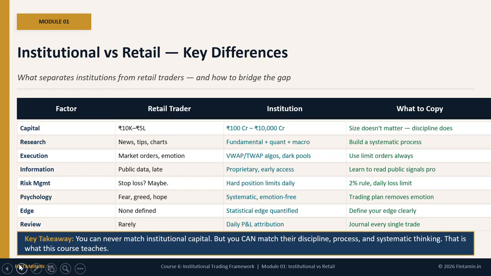Use it. The most important insight is you cannot match institutional capital or information, but you can match their discipline, their process, and their systematic approach towards markets. This is the entire premise of this course.